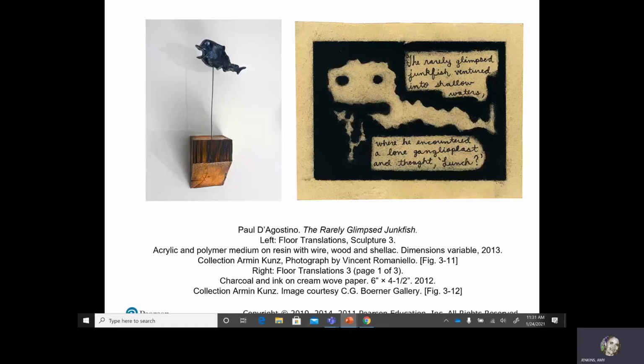The positive shapes on the left are the sculpture, the piece of wood, and then the rod and the fish.